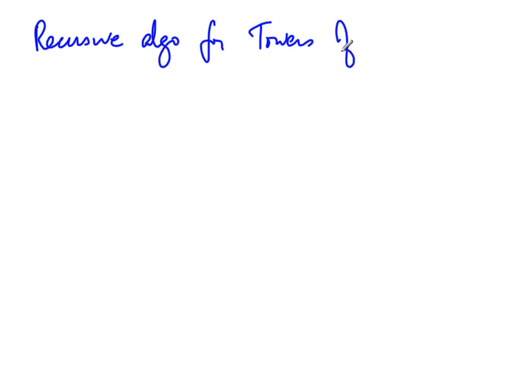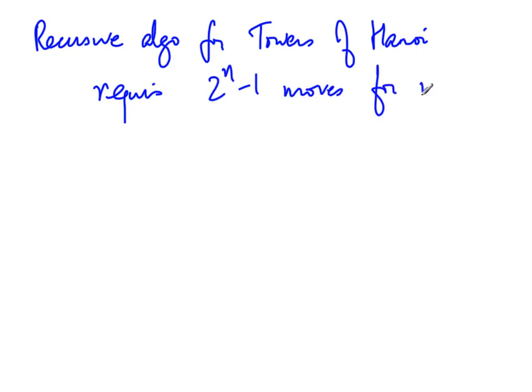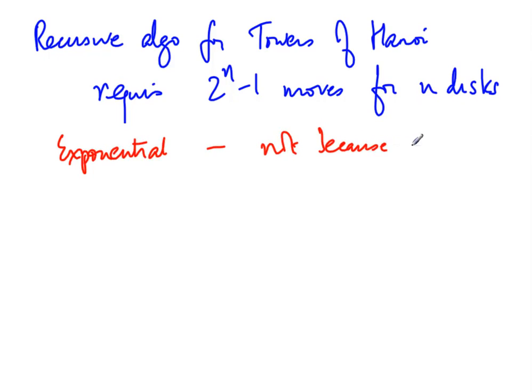Right? So this tells us that our recursive algorithm for the towers of Hanoi requires 2 to the n minus 1 moves for n disks. Okay, so this is clearly an exponential algorithm, and this is exponential because the problem is hard. It's not because the algorithm is poor. It's because the problem is hard that we have an exponential algorithm.